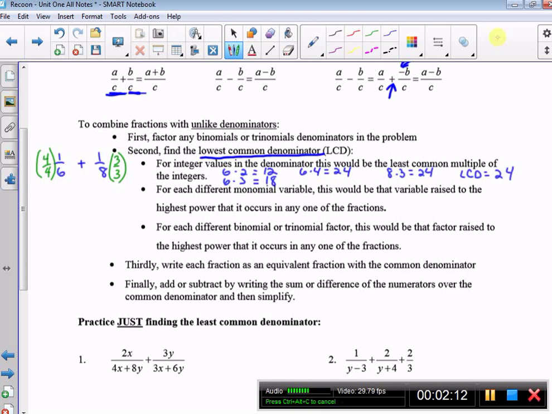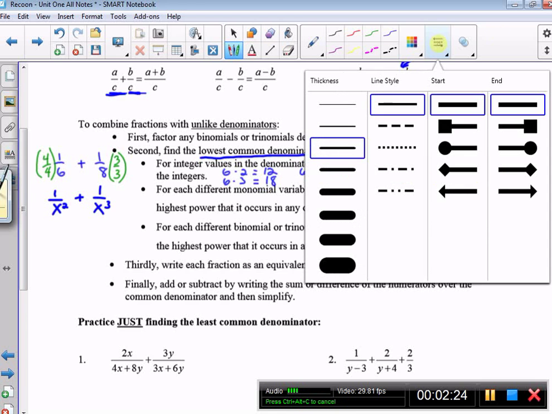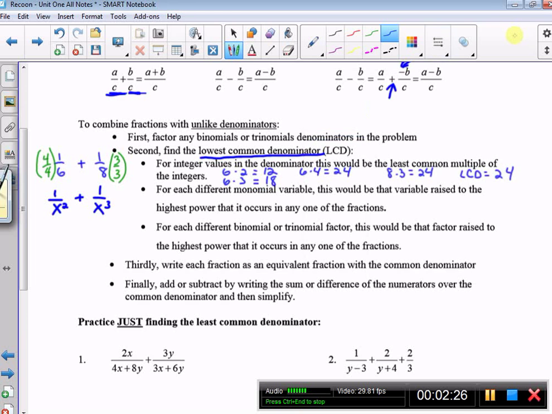Now let's say you have a monomial variable in your denominators. So let's say you had 1 over x squared plus 1 over x cubed. What you want to do there is look at x squared and x cubed, and use the one that has the largest exponent. So the LCD would be x cubed. So we'd multiply by 1 over 1 and x over x so that the denominators are the same.